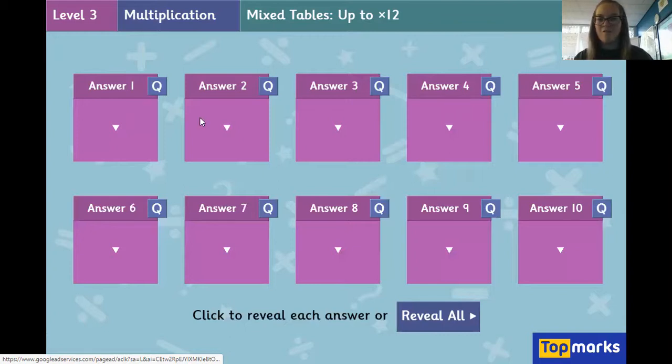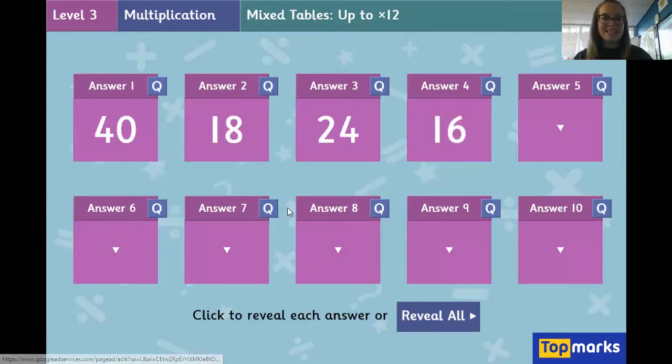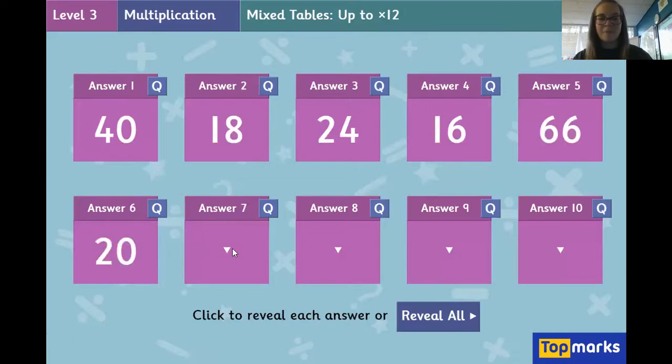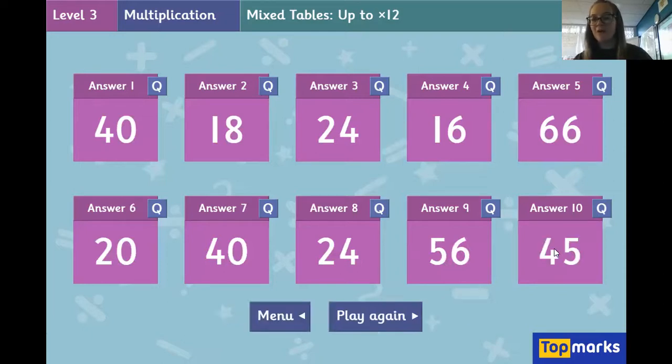Number 1, 40. Number 2, 18. Number 3, 24. Number 4, 16. Number 5, 66. Number 6, 20. Number 7, 40. Number 8, 24. Number 9, 56. And number 10, 45. Give yourself a mark out of 10.